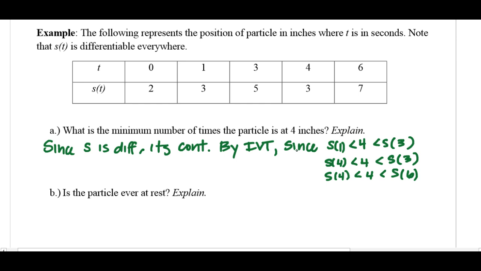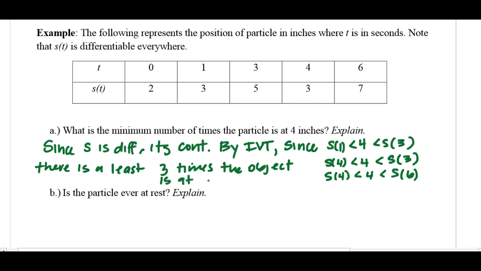So by the IVT, since all 3 of these are true, there is at least 3 times the object or particle, I guess I should have said, is at 4 inches. So I definitely don't recommend always graphing this information, but on this particular example, I'm going to do a quick little graph to kind of explain why it's the least number of times.